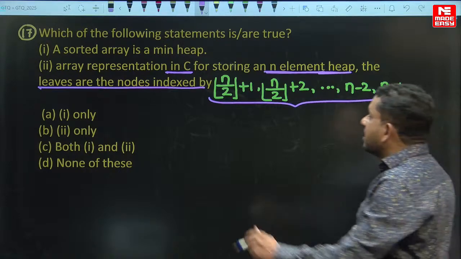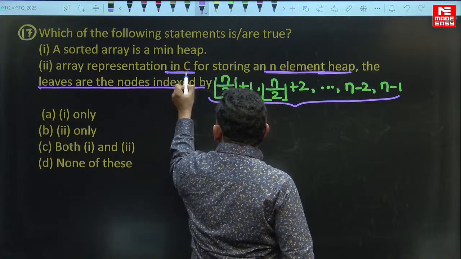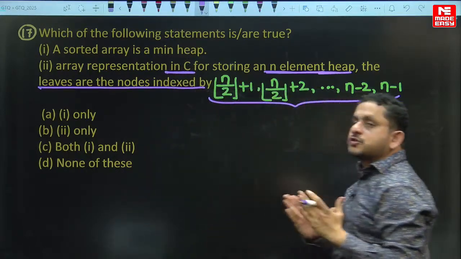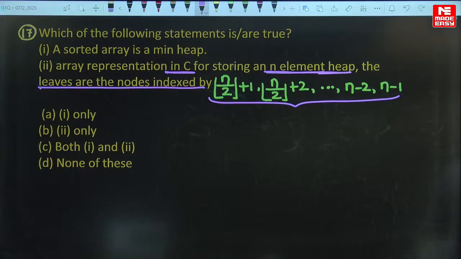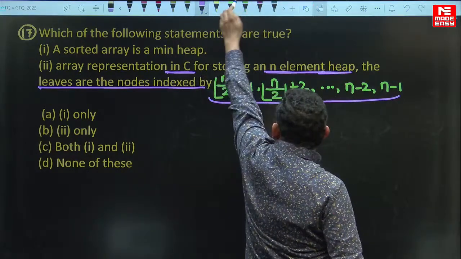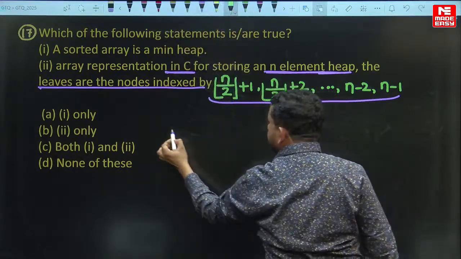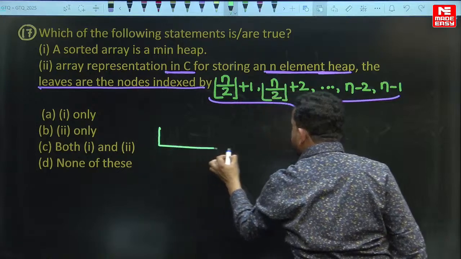Okay, the array is represented in C, which means the root node index of the binary heap starts from 0. Just recollect it properly. This kind of scenario is also possible.